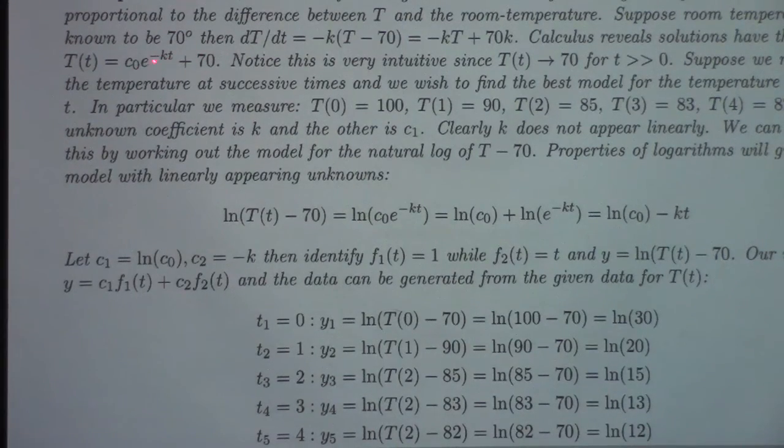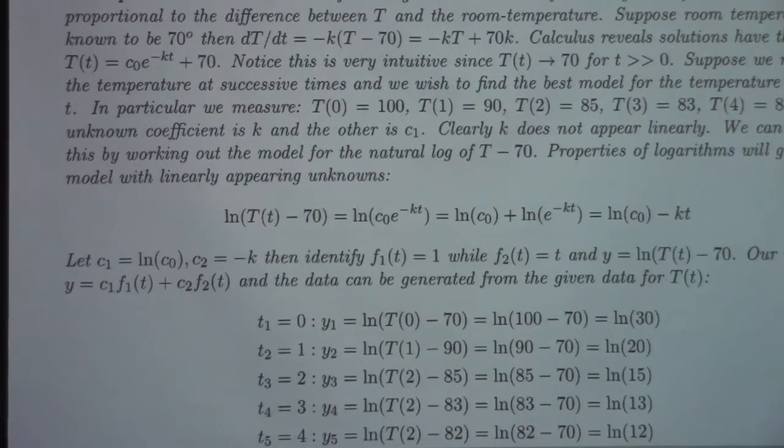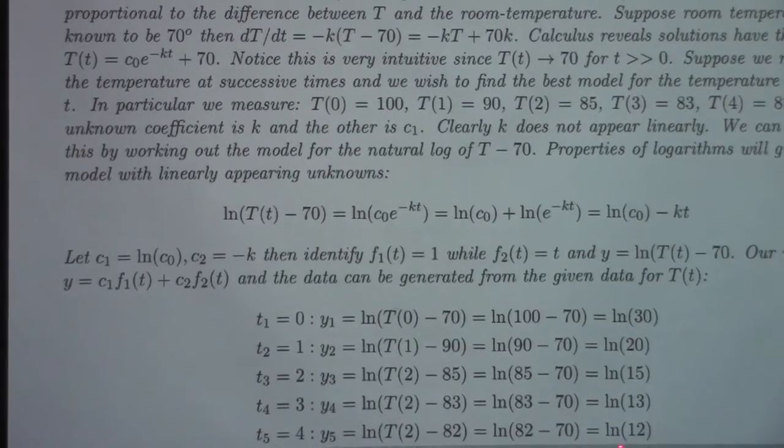But the point is, C naught and k are parameters, right? These do not appear linearly. Well, C naught does, but k does not. It's inside an exponential. But here's the thing: if you subtract 70 from the other side and take the natural log of T minus 70, then you've got the natural log of this. So you trade your original problem for the natural log of C naught minus kt. Now I've got a linear model. I need to figure out what this linear parameter is and what k is, well, minus k. Even though the problem is not manifestly linear, you can do something to it to make it linear, and then I can do least squares to this.